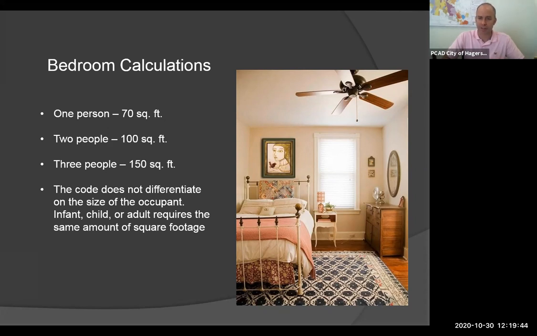We get those comments frequently that say, well, that's just a baby's room, it doesn't need to meet all those requirements. The code does not permit that. It's got to be at least 70 square feet for it to be considered a bedroom for one person. If it's less than 70 square feet, then that does not meet the code requirement for a bedroom.